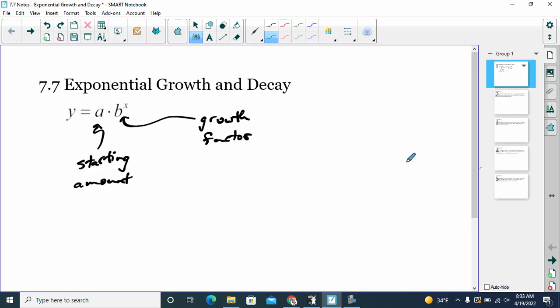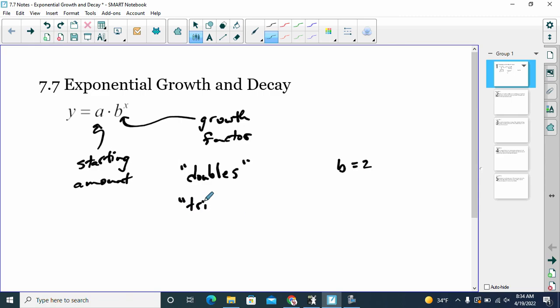In story problems, usually the starting amount, the a value, is pretty easy to get. It'll say right in the problem what the starting amount is. The growth factor sometimes is a little bit more difficult. So let's talk about how to find that growth factor. Sometimes the problem may say that something doubles. If something doubles, that means we are taking the starting amount and multiplying it by 2 over and over again. So if something doubles, we are going to make b equal to 2.